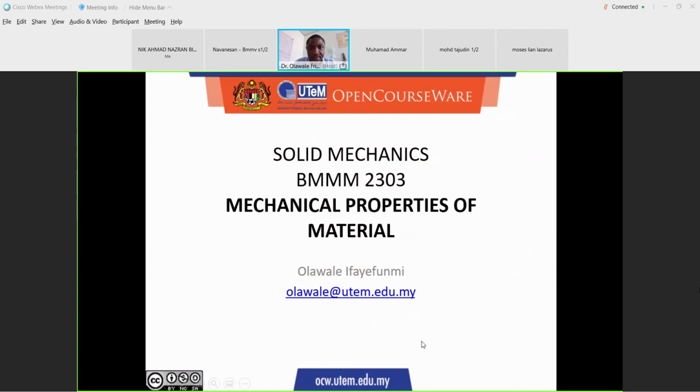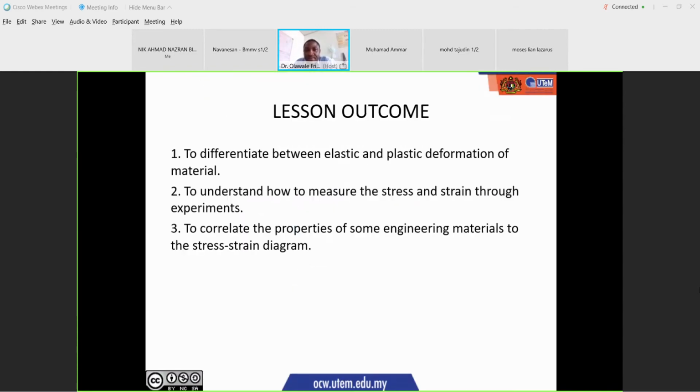So, like I said, today we are looking at these objectives. In all my classes, there are things I expect you to know at the end of the class. What do I expect you to know at the end of this class? Number one, you should be able to differentiate between elastic material and plastic material. Differentiate between elastic and plastic deformation of materials.